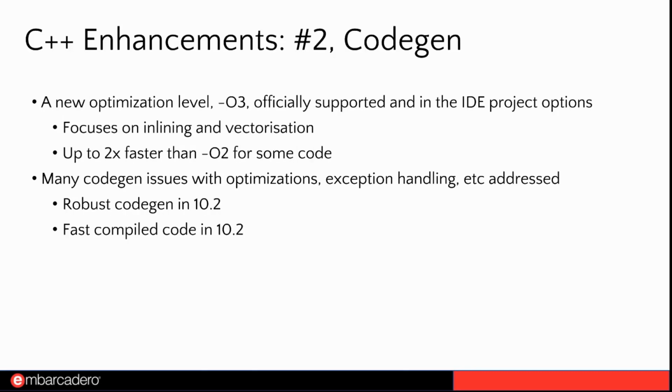The second area is code generation. We have a new optimization level, O3, which is officially supported and in the IDE project options. This focuses on inlining and vectorization, and it can be up to 2 times faster than O2 for some code. We've also addressed many code gen issues with optimizations, exception handling, and so forth. This means that 10.2 has robust code gen and fast compiled code.